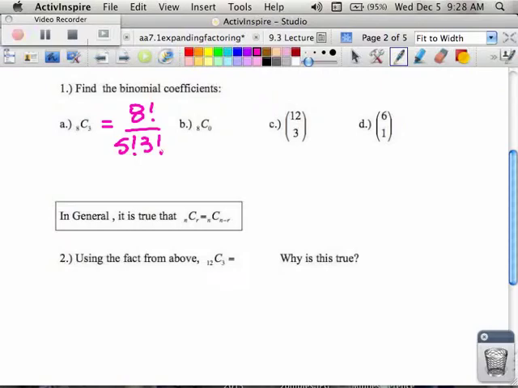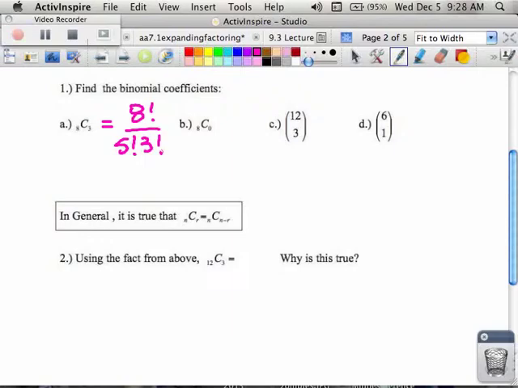So the top is called n factorial. The bottom is n minus r factorial, r factorial. The 8 and the 3 come from the left and the right sides of that C. And the 5 is the difference between those two numbers.